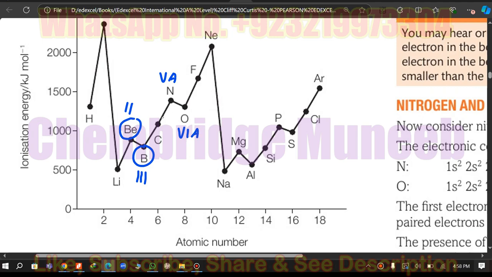Do you know the reasons for this decrease in the ionization energies? Not sure. Okay, we'll discuss these reasons in our next class because it will take a lot of time to discuss.